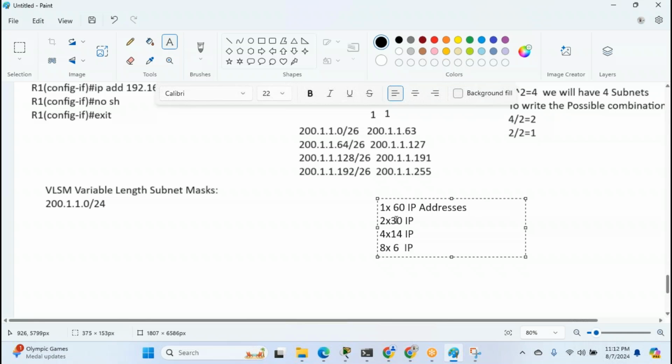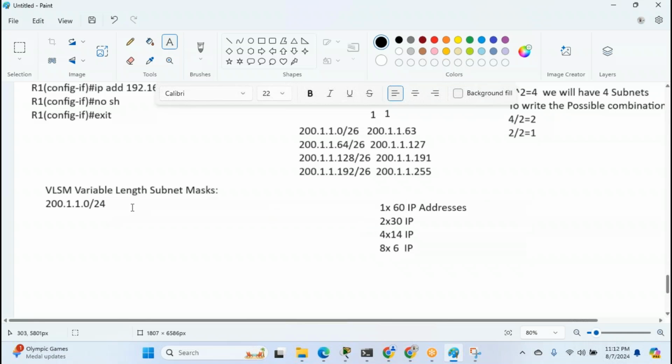So 60 plus 60, 120. 120, 14 into 4. So let's make it 64. So it's not 64, but let's say it is 56. So 120 plus 56, 176. 176 plus 8 into 6, 48. So it is below 254. It means it is possible to calculate.